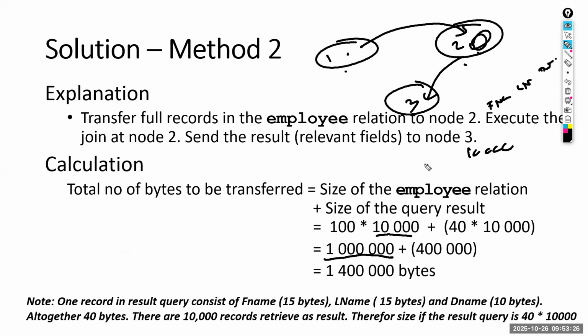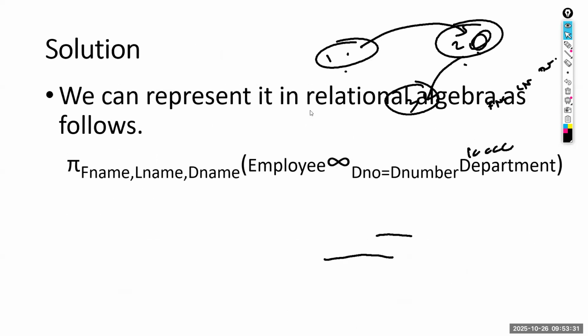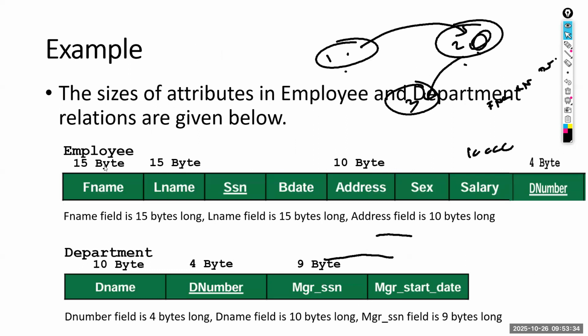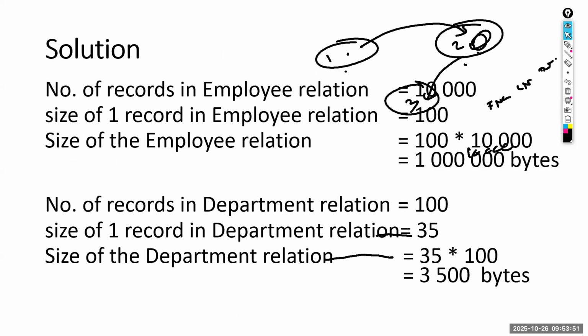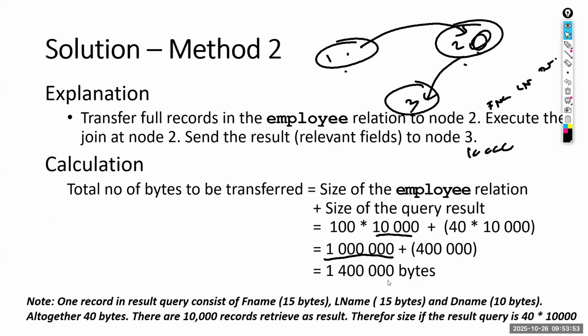So what is the size of first name? First name and last name are already here. The first name is 15 bytes, last name is 15 bytes, and from the department table we now have the department name, 10 bytes. So 15 plus 15 is 30, 30 plus 10 is 40. So only that 40 bytes of data for each record we can transfer, because now we have done the join also. So we have a further 40 bytes into 10,000. Why 10,000? Because we have 10,000 employees. But 40 bytes because now we have done the projection. So projection is done after joining.